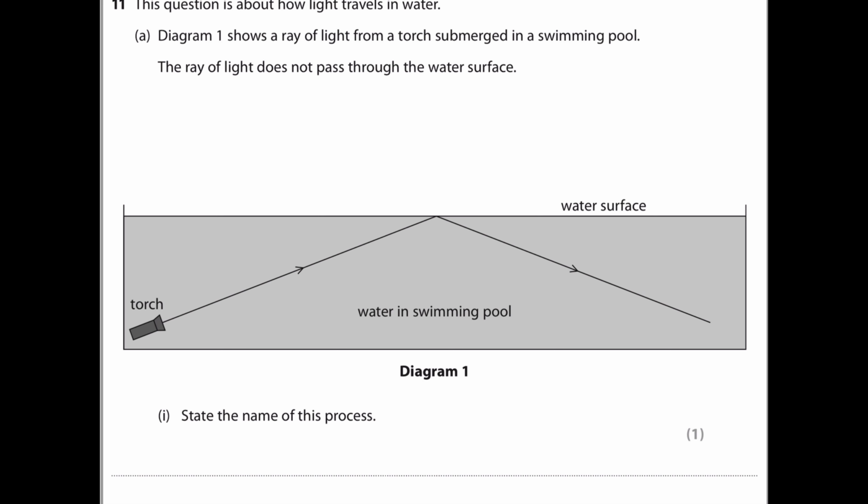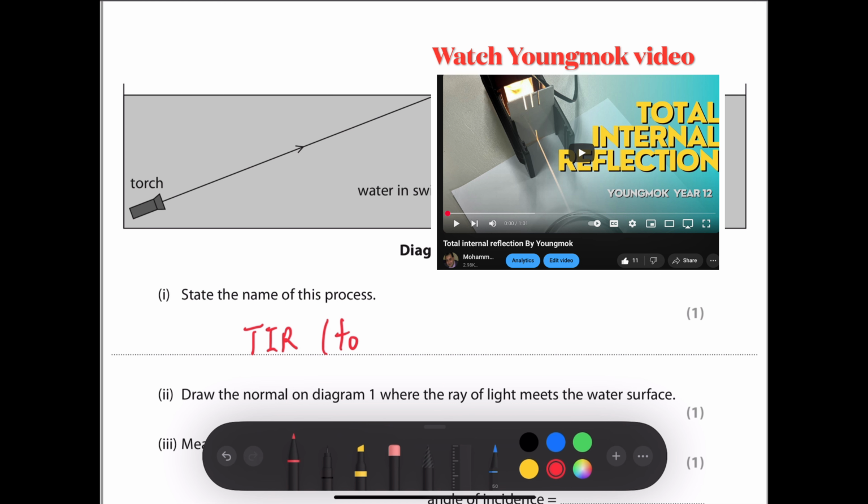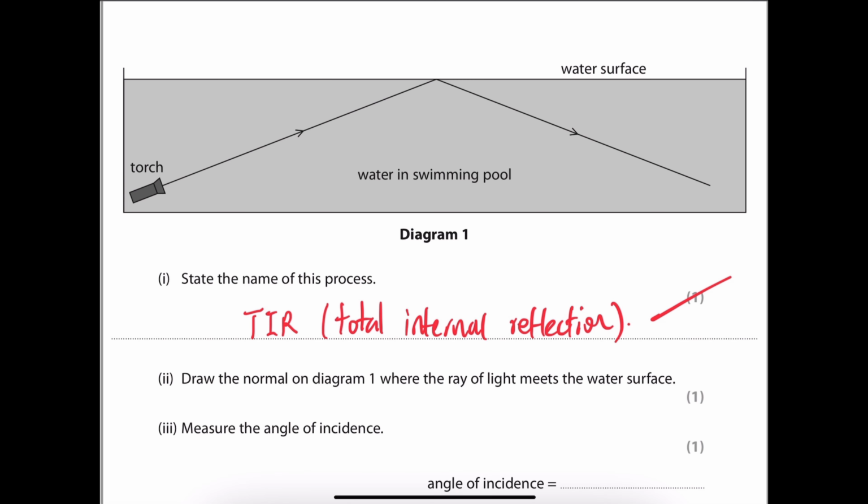It's a critical angle. First, we need to name the process when the light does not escape the water. Here we have the torch below the water and the whole light rays being reflected under the water. No light rays escape from the surface of water. The name of the process is TIR, which in physics we call total internal reflection.